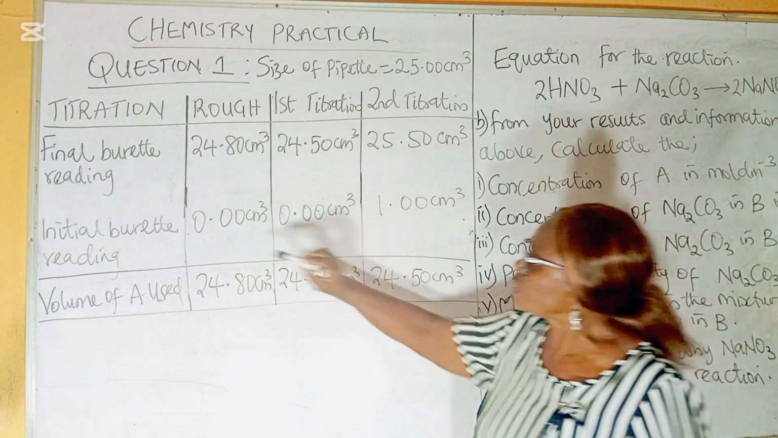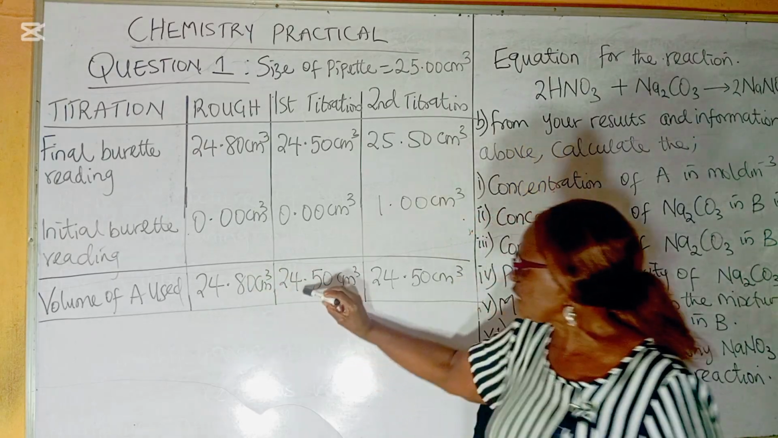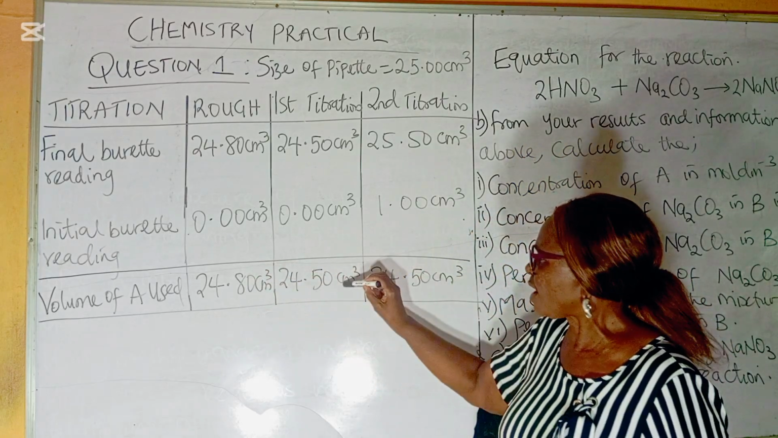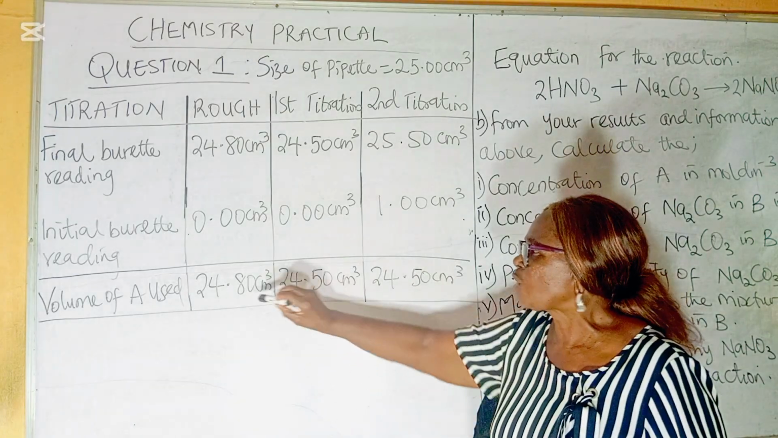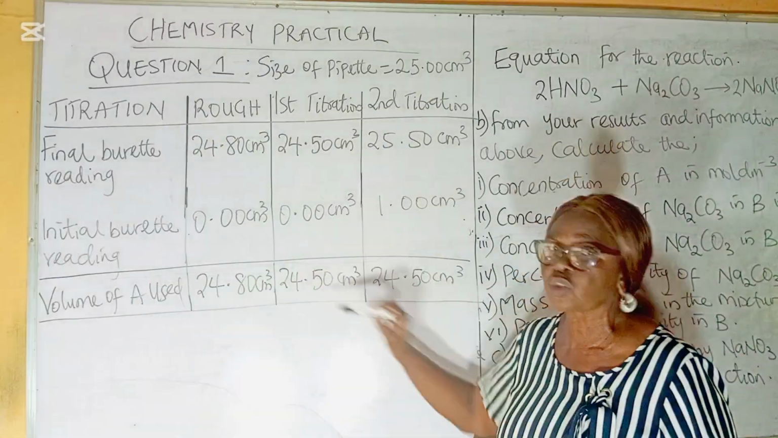But you look at this one, this is 0.8, while this is 0.5. So the difference between the 0.8 and the 0.5 is 0.3. So you are not supposed to make use of these in your averaging because they are not concordant.